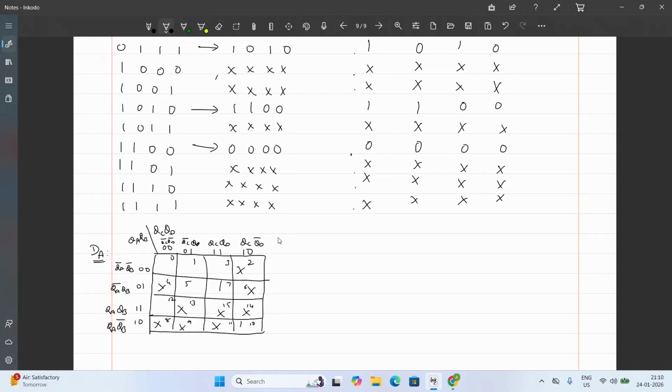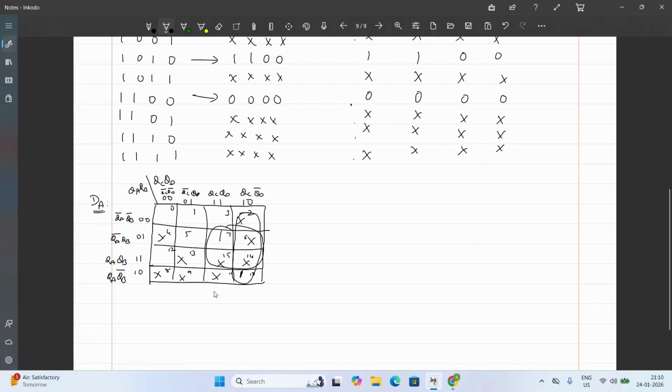Okay. So now how to group them? To cover this one, you have options. Either you can take this quad or you can take this quad. Okay, both are correct. Or you can also take this as a quad. You have 3 different ways in which you can group this one. Okay, so let me take this one only. I'll take this as a quad for covering this one, and I'll take this as a quad for covering this one. So 2 groups are done.